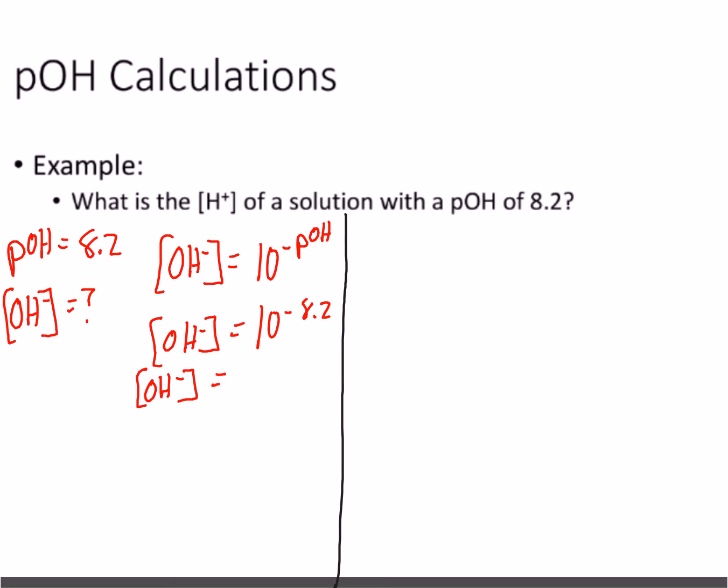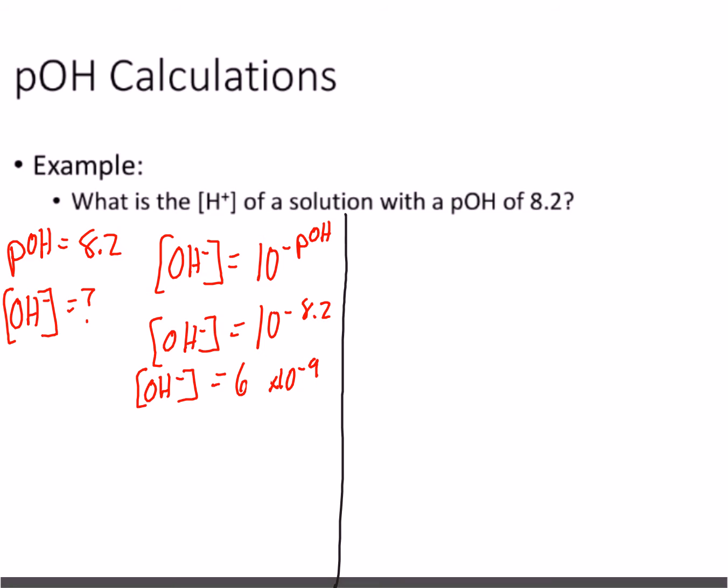Everybody should be practicing this. If you don't practice this now, don't complain on a quiz when you don't know what to do. Now's the time to ask those questions. 6.3. So based on how you round it, guys, 6 times 10 to the minus 9.